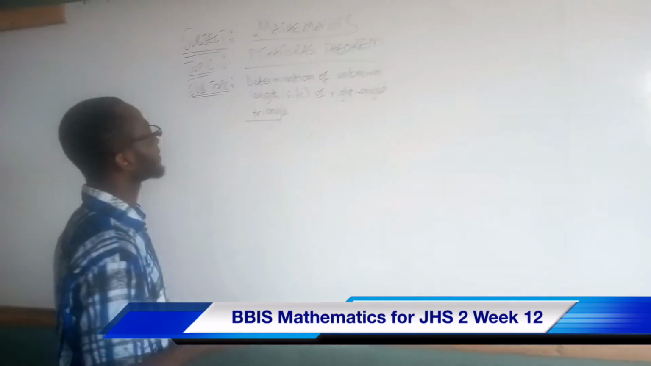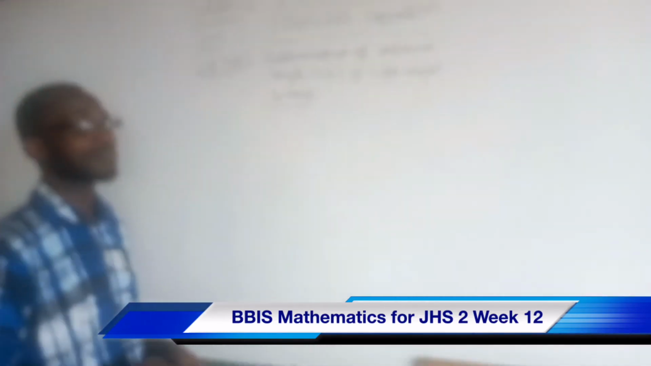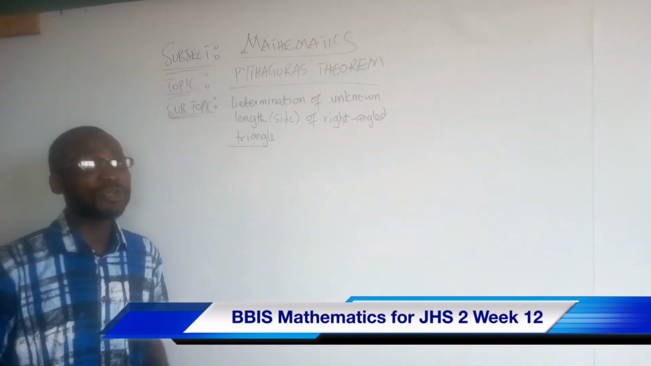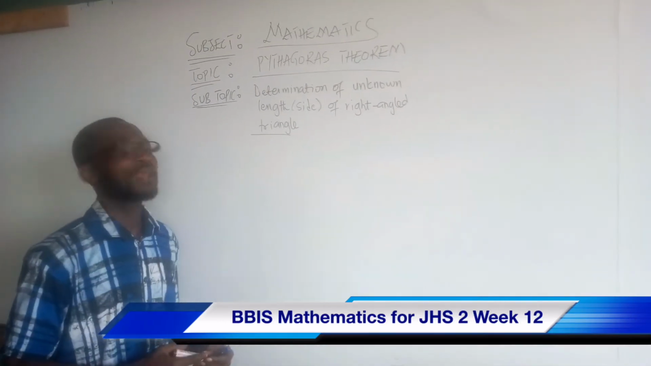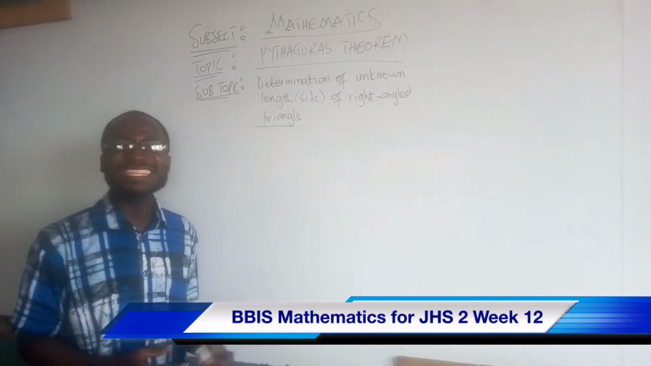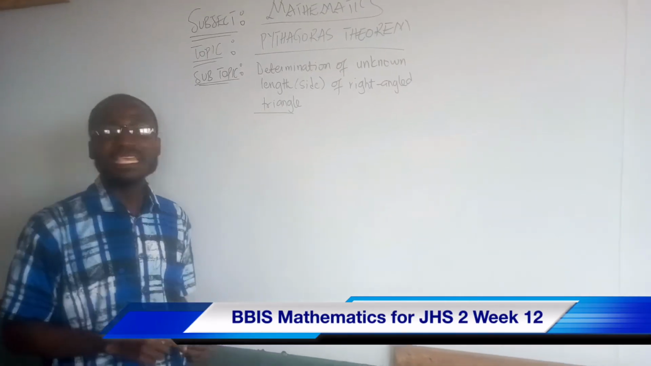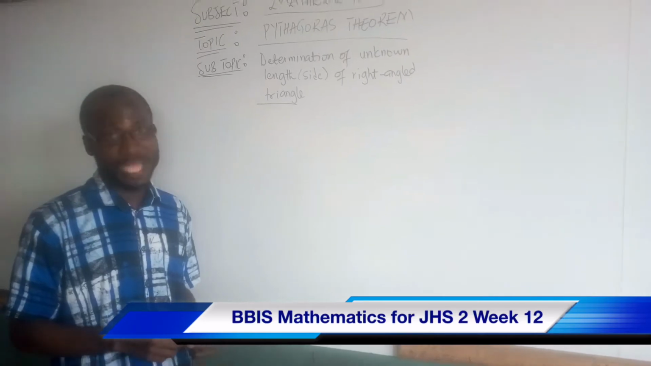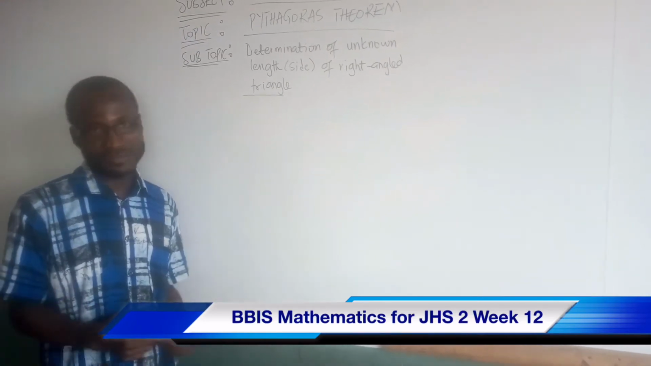So you would ask, what is a right-angled triangle? In our previous lessons, we have done it already. And if I ask you to recall right now, you will tell me that a right-angled triangle is any triangle that has one of its interior angles being a right angle or being equal to 90 degrees, right? Yes, we have done it already.